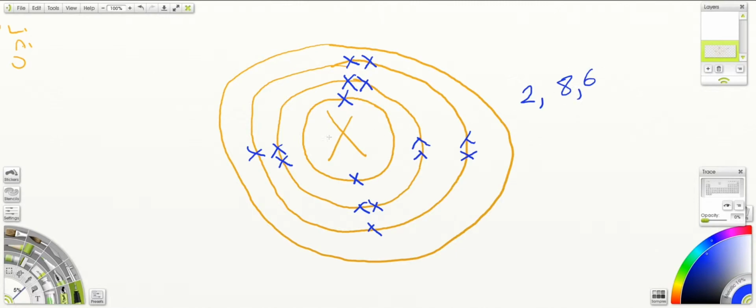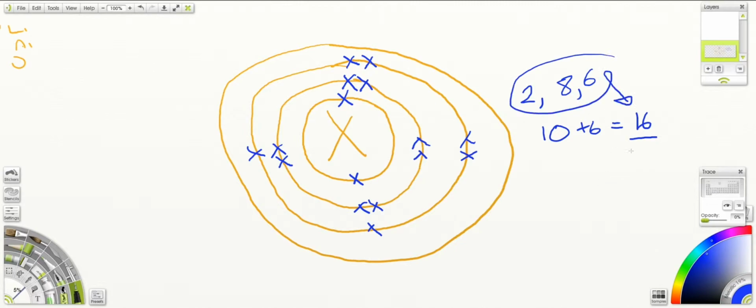Now if we wanted to work out the identity of X, or what is X in reality, we can just add all of these up. So 8 plus 2 is 10, plus the 6 is 16. So I've just added all of these up basically to give me that.